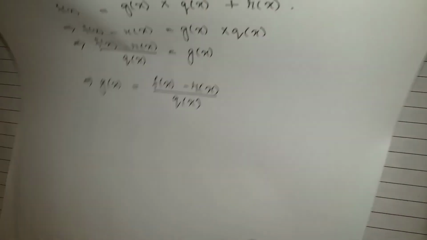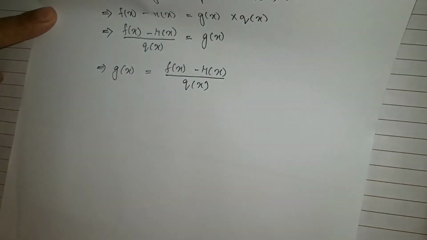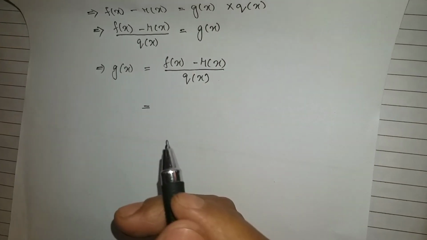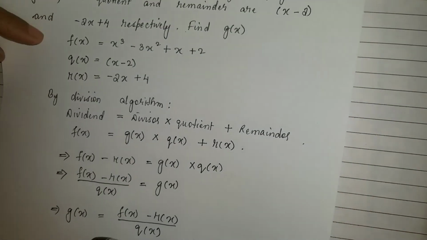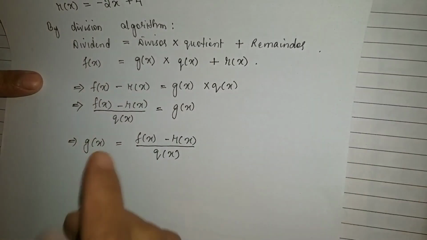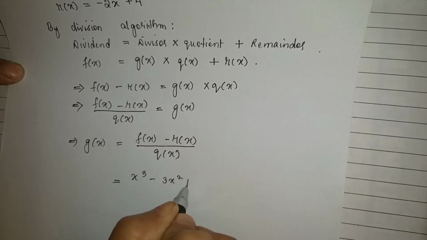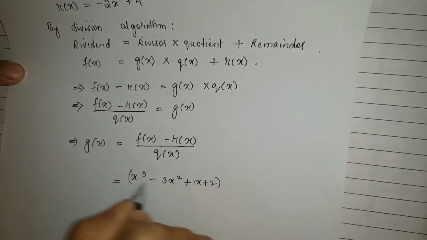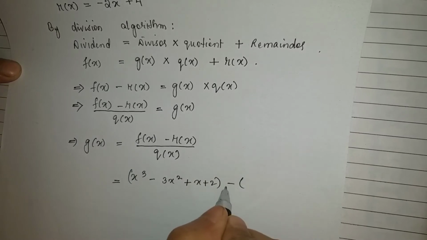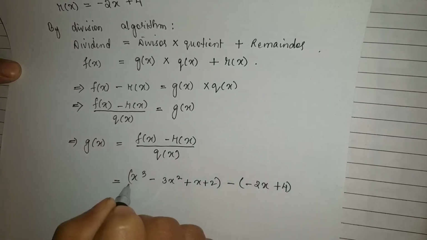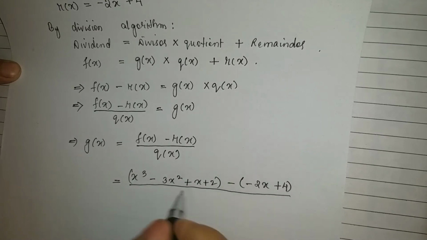Okay, let us solve. This will give us our f of x is x cubed minus 3x squared plus x plus 2. Then we have to minus r of x. Our r of x is minus 2x plus 4. Then we divide by q of x, which is x minus 2.